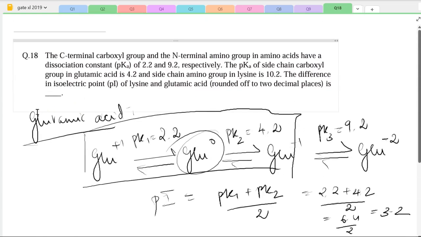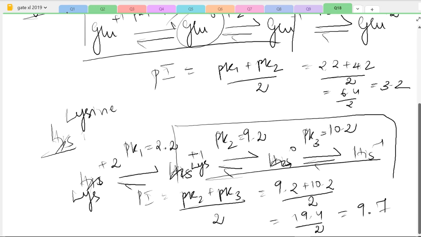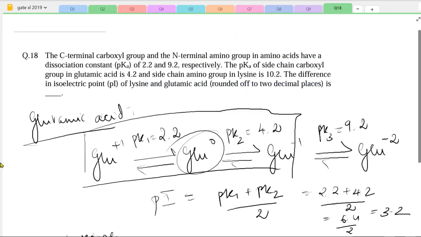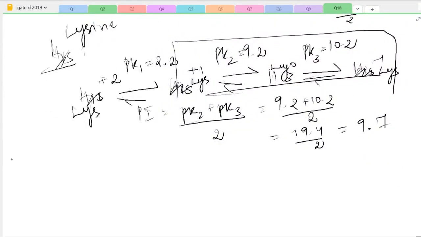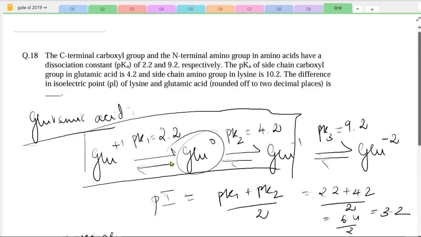Now they ask the difference between the isoelectric point of lysine and, okay, this is not actually histidine, this is actually lysine. Anyways, not a big deal. Lysine is also a positively charged amino acid. And let me just change it here in the question just to make it easy or less confusing. So they ask the difference between the isoelectric point of lysine and glutamic acid. So you just have to take the difference here. So pI difference, let me call it this way, will be equal to 9.7 minus 3.2, that is 6.5. So the correct answer here is 6.5.